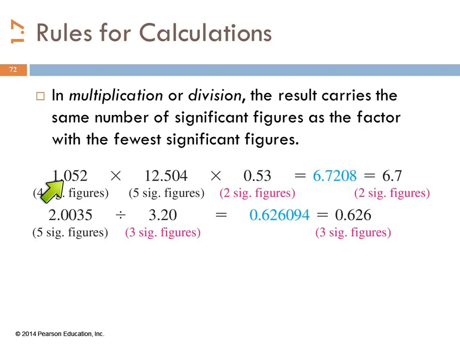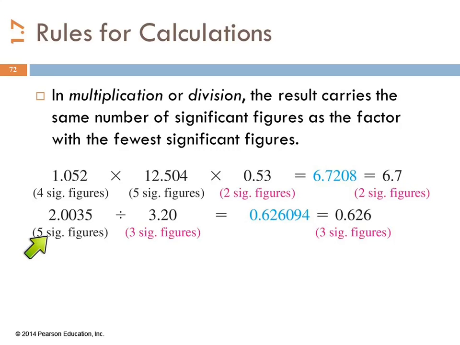So we look at how many sig figs in this number. Well, this number has 4. How many in this one? This one has 5. How many in this one? This one has 2. Then you look at those numbers. Which is smaller? 2, 5, or 4? Duh, it's the 2, right? This one has the fewest number of significant figures, so then our answer has to be rounded to 2 significant figures. So we're keeping the 6 and the 7. We're going to get rid of the 2. That's smaller than 5, so we'll just drop it off, and we'll report this as 6.7.